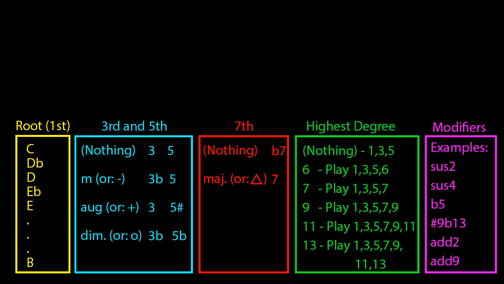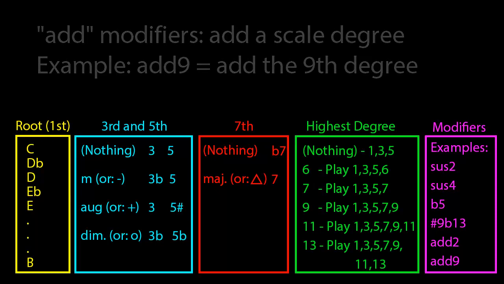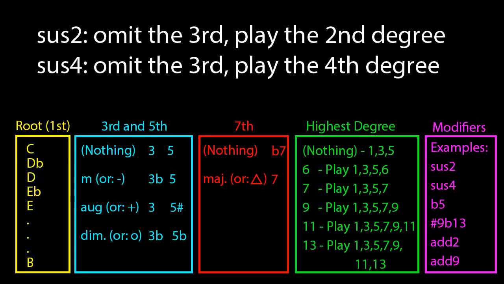A few final words about the construction process. First of all, the modifiers. Just a few words about the sus and the add ones. The add simply means just add this degree if it doesn't already exist. So as we've seen for the F6 add 9, we just added a 9 when we had the add 9 suffix. The sus modifiers modify the 3rd degree. So if you see a sus, you're not going to play the 3rd degree, and you're either going to play the 2nd or 4th degrees instead, depending on whether you have a sus2 or a sus4 modifier.